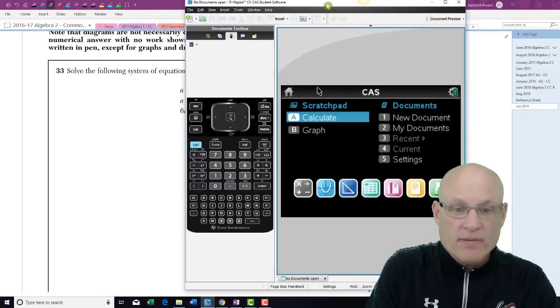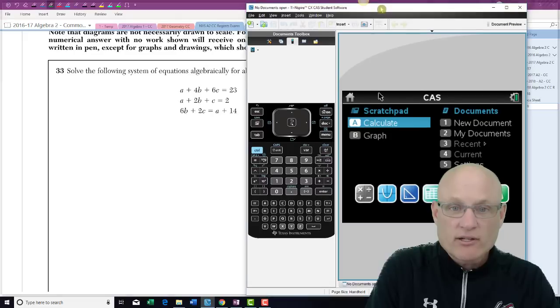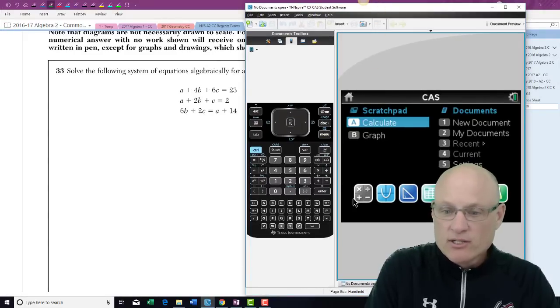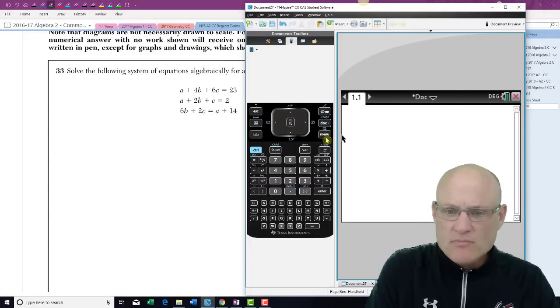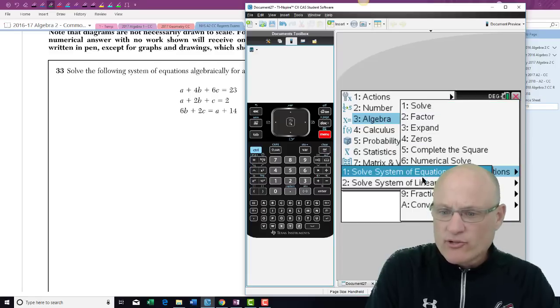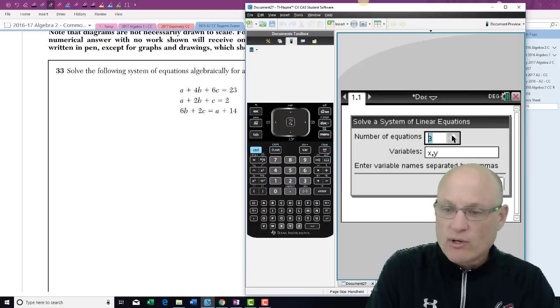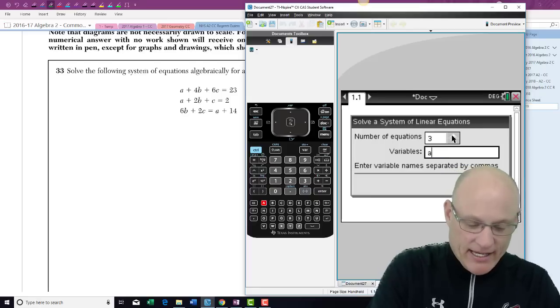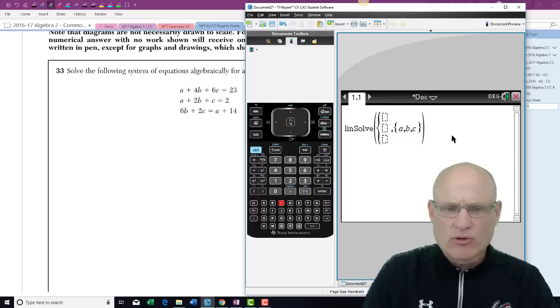You can either do this using matrices or you can use this calculator. All right, so I'm going to do that here. I'm going to go into calculator mode. Menu, algebra, solve a system of equations, solve a system of linear equations. I have 2 equations. Press tab. It's A, comma, B, comma, C. Make sure you change those. Otherwise, it makes it a little bit more difficult.